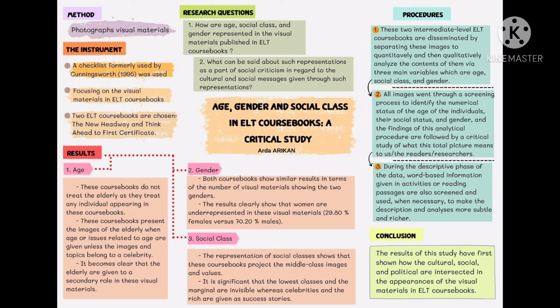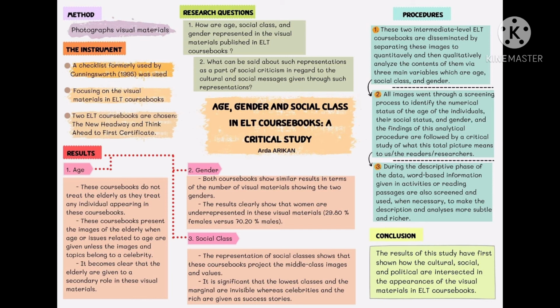The second one is about gender. Both coursebooks show similar results in terms of the number of visual materials showing the two genders. The results clearly show that women are underrepresented in these visual materials, 29.7% females versus 70.2% males. And the last one is social class.